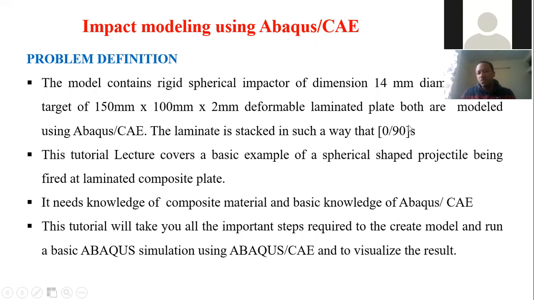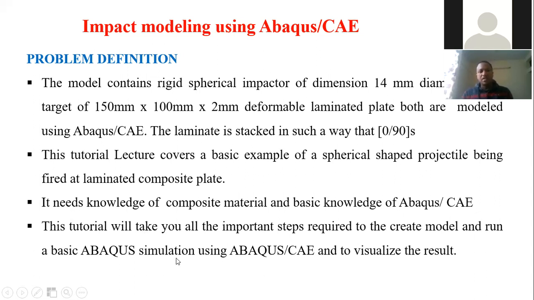We are going to use four laminas in the stack. This tutorial lecture covers a basic example of a spherical shaped projectile being fired at a laminate composite plate. It needs some knowledge of composite material and basic knowledge of Abacus CAE. Here I am not going to tell you about Abacus CAE and its working principle, but basically how Abacus CAE works for impact modeling. That is the case.